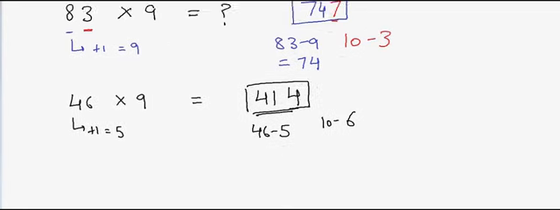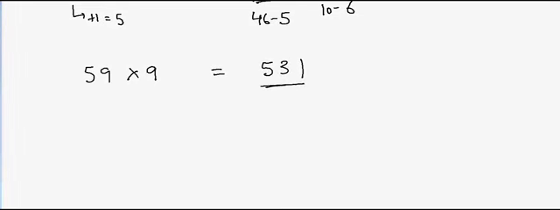Now let's try it faster for some other numbers. Suppose I have 59 and I want to multiply by 9. In that case 10 minus 9 is 1, so the last digit is now 1, and then 5 plus 1 is 6. 59 minus 6 is 53, so 531. That will be my answer. So you can see that I can do the calculation very fast.